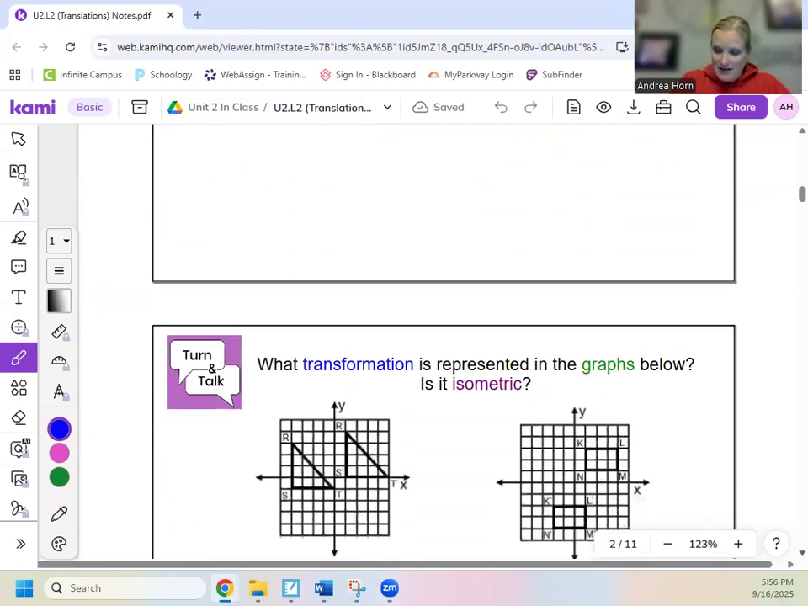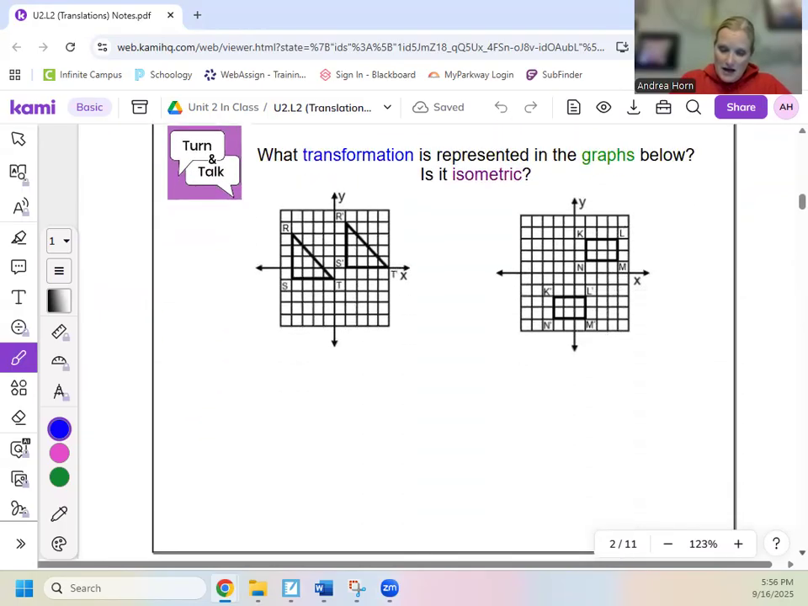Okay, so let's get started. So take a moment and pause the video and think about what type of transformations you see in this graph, in these two graphs. So pause the video, check them out for a second.